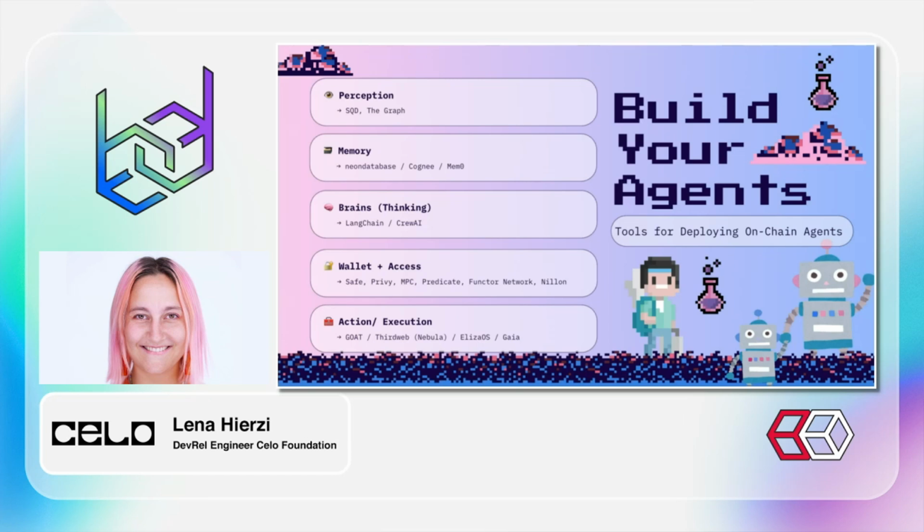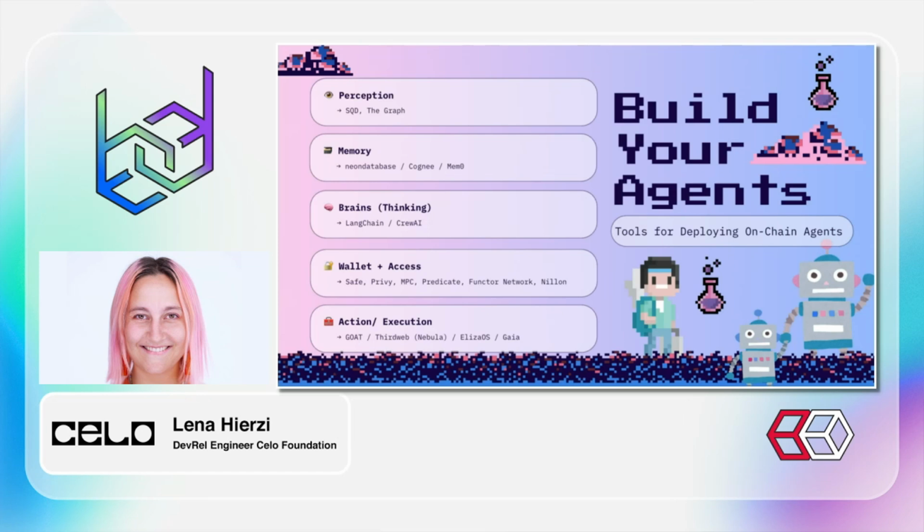For our memory, we need to use databases for us to be able to recall past tasks and also the user history. And for that, we can use Nemo or Cognee. For our thinking processes, to structure, delegate, and reason, we would use LangChain, CrewAI, but again, an endless list of possibilities.